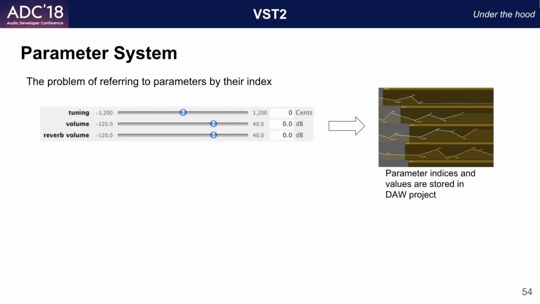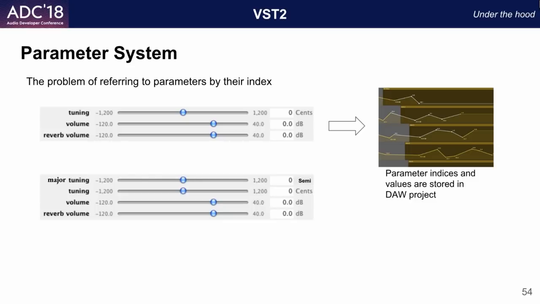This has one really important limitation. By using indexes to refer to your parameters, you run into this problem. Imagine you wrote a plugin that has a tuning volume and reverb volume, and your customers created some automation data with that plugin. Everything's great. But in the plugin, the parameter indices are stored somehow in the DAW project. They're saved into your project. Now, later, though, you decide to add a major tuning parameter, right? And it kind of fits to the tuning.